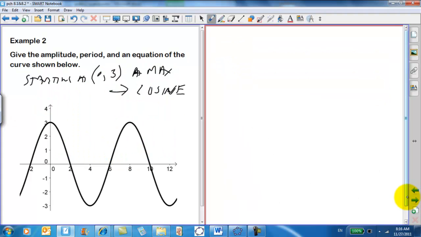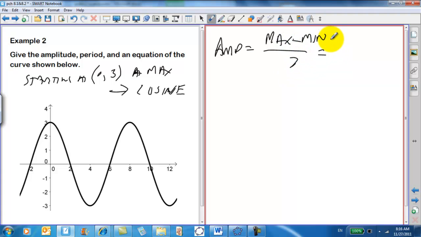Let's get some of the key information here now. The amplitude is going to be the max minus the min divided by 2. So that's 3 minus a negative 3 over 2, and you get 6/2, or 3. Now some of you could have seen that right away, that the midline is at 0, the x-axis itself, and you're going 3 above and 3 below, so there's your amplitude of 3. You didn't have to break out a formula for it.